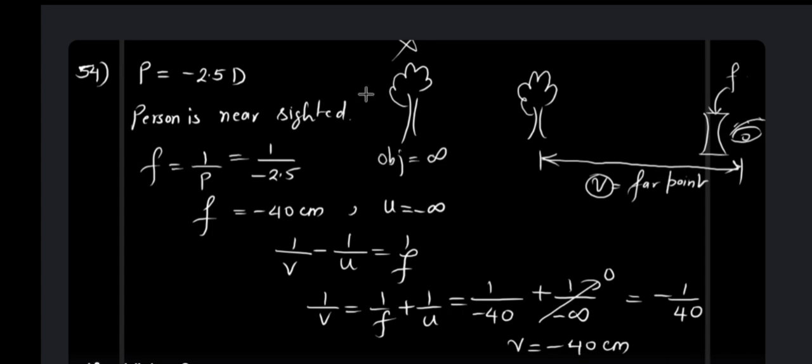That means whatever is the object at infinity, that object's virtual image will be formed at the far point, that is at this point, which is going to be 40 centimeter in front of him, which is going to be his far point. Okay, and that he will be easily able to see using that lens. So you can write down the final statement that the far point of this eye is 40 centimeter from the lens.